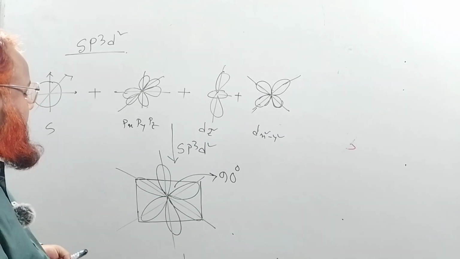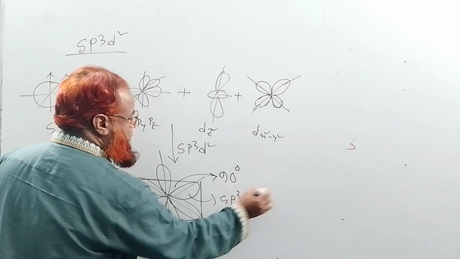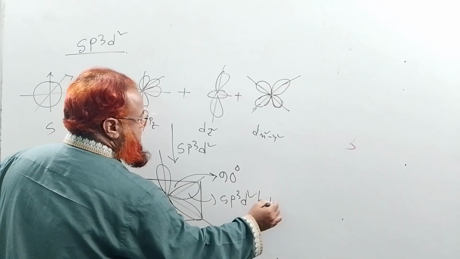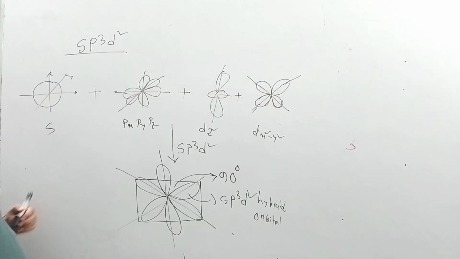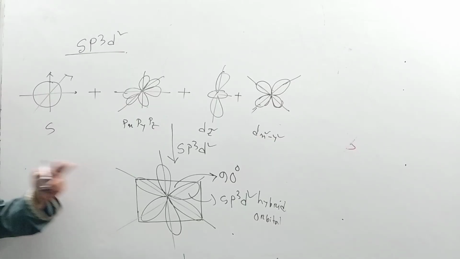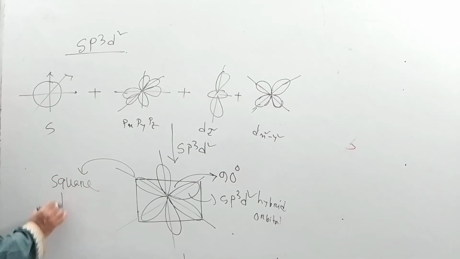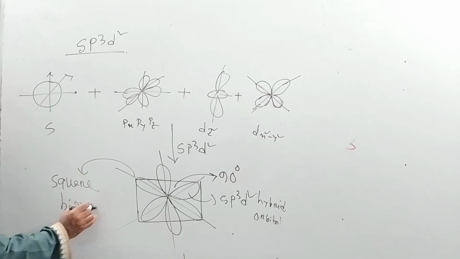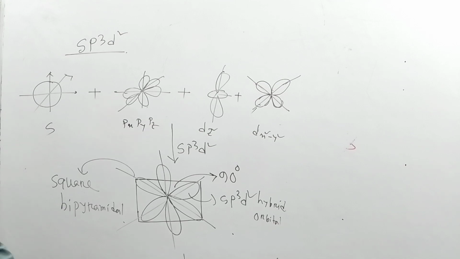Okay. So, this is the sp3d2 hybrid orbitals, and all these hybrid orbitals are arranged together in a shape square bipyramidal. So, this is square bipyramidal, but bond angle is 90 degree. Now, let us talk about the example.